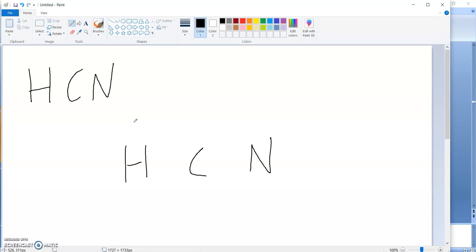Now, let's add up our electrons. Nitrogen, I'm going to start from right to left. Nitrogen has 5. Carbon, S2P2, has 4. And then hydrogen has 1. So that gives you 10 electrons to work with.